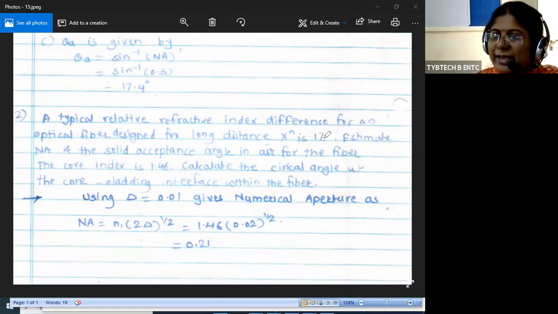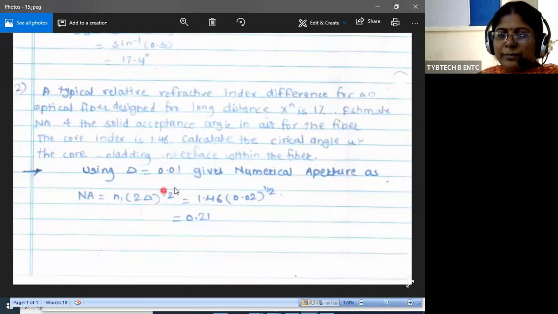And instead of giving the value directly, they have given it as 1%. 1% means 1 divided by 100. So delta is equal to how much? 0.01. Okay. So this one you can consider: delta is equal to 0.01. Then estimate the numerical aperture. So first it is asked to calculate the numerical aperture. So the first step is simple.